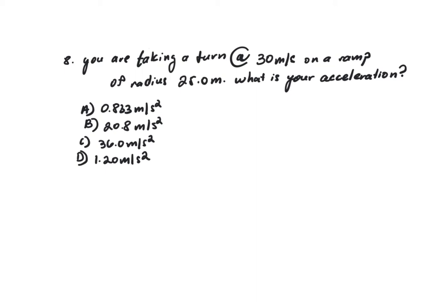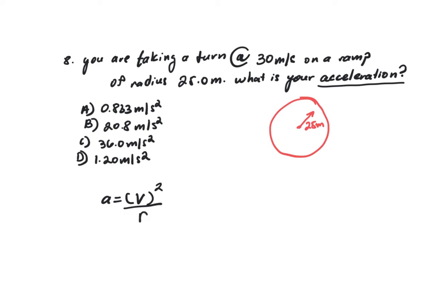So I like to draw these things up. So we have here a circle smack down in the middle, and we know the radius of this is 25 meters. To answer this question, you basically just have to know the formula for acceleration of a circle. So that is, A is going to be your velocity squared over your radius. That's going to give us our acceleration.